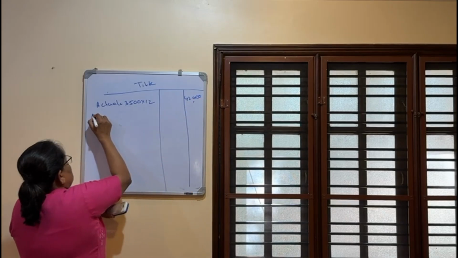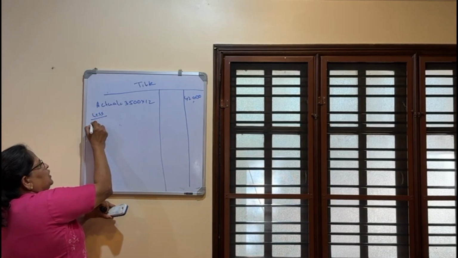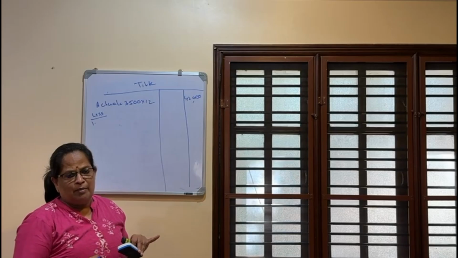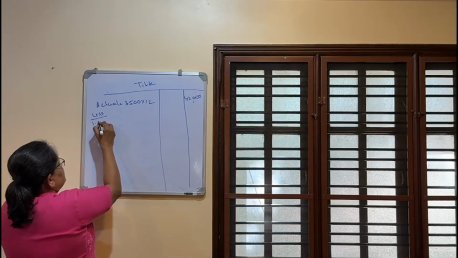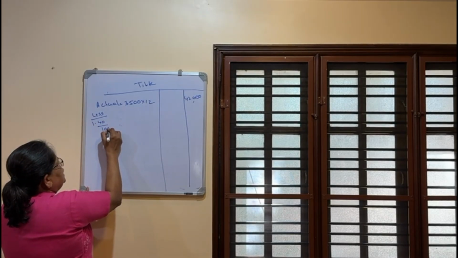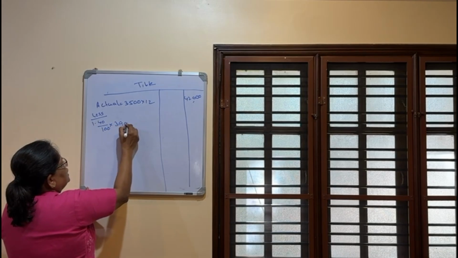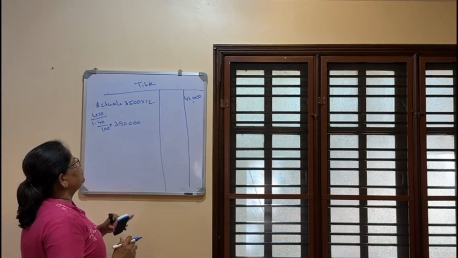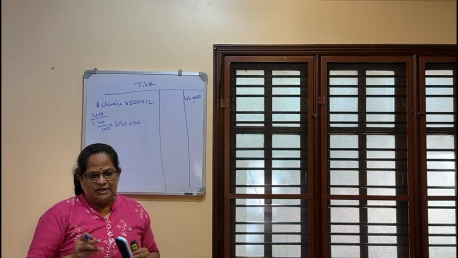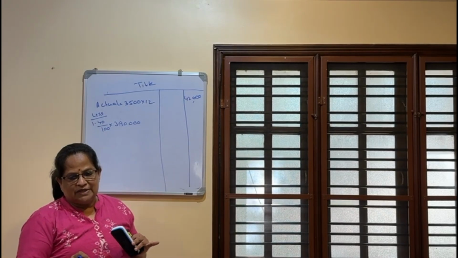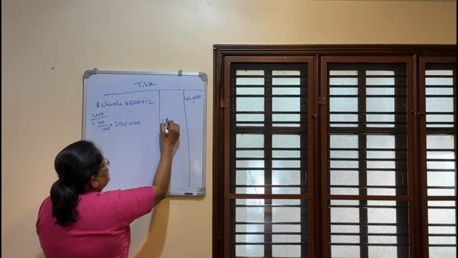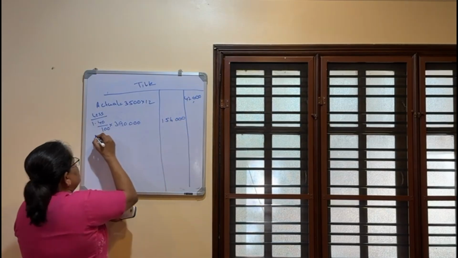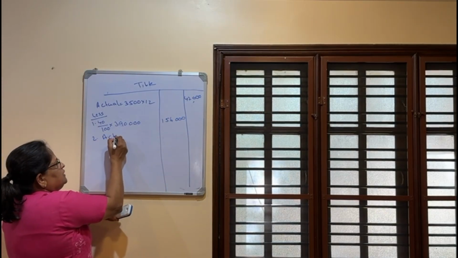42,000. Now let's exempt the least of the following. He's living in Bangalore, a non-metro city. So 40% of salary: 40 by 100 into 3,90,000. That value is 1,56,000. Second is actual HRA received.